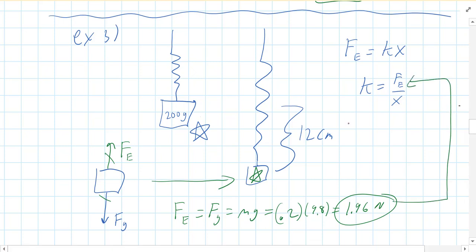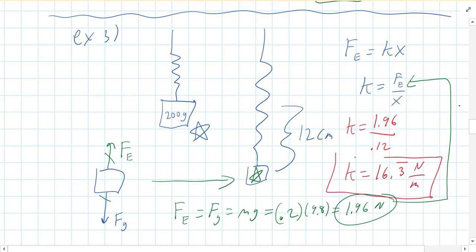So your K value will be 1.96 newtons over 12 centimeters, which is, again, how many meters? 0.12. And that's your K value. If you divide those in a calculator, I got 16.3 repeating, and it's newtons per meter. That's the units for K.